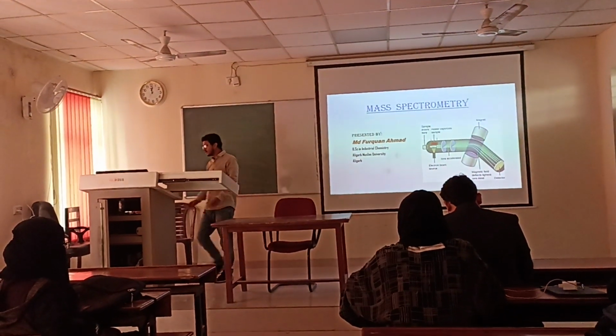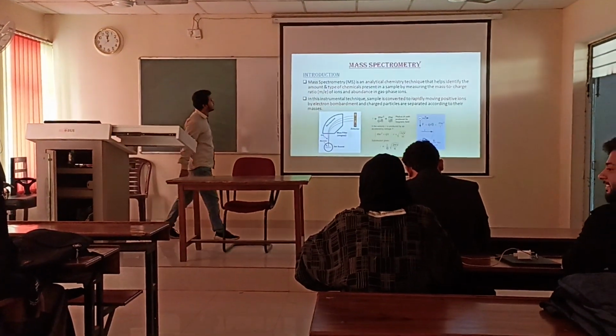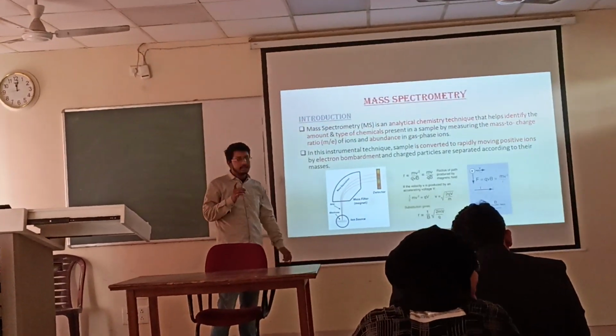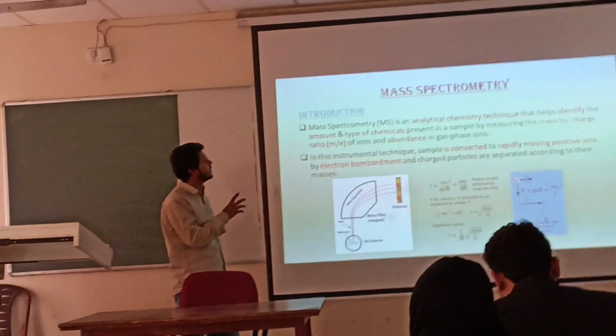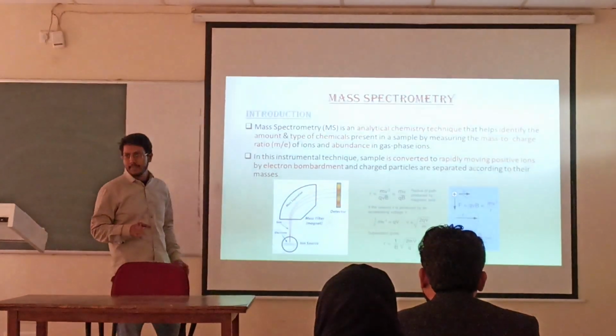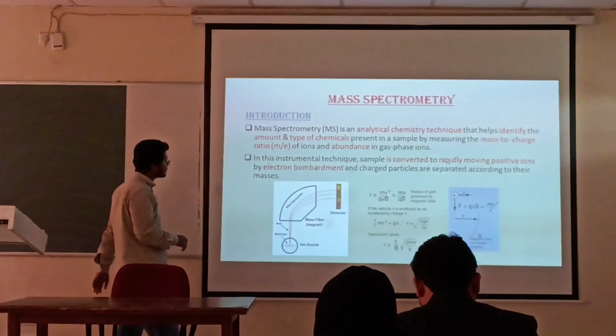Without wasting your time, coming to the introduction. Mass spectrometry is an analytical technique that is used to identify the type and the amount of chemical present in the sample by measuring its mass to charge ratio versus its abundance. Abundance can also be called intensity.